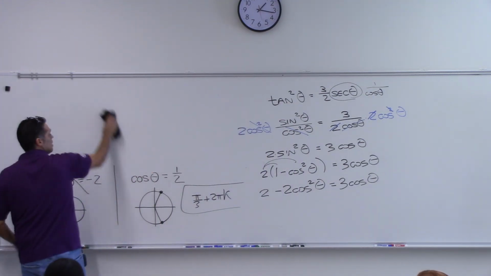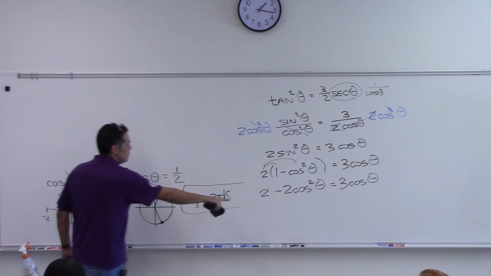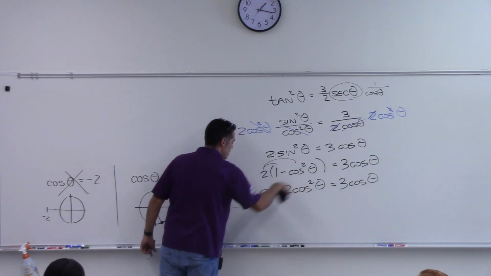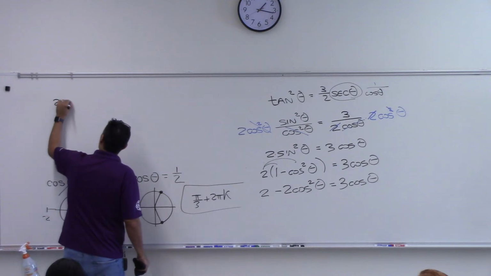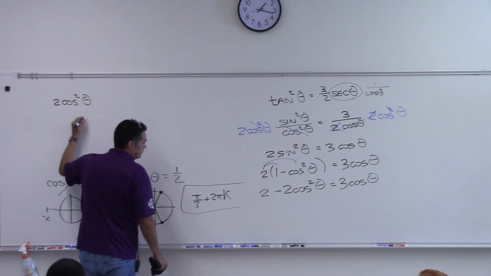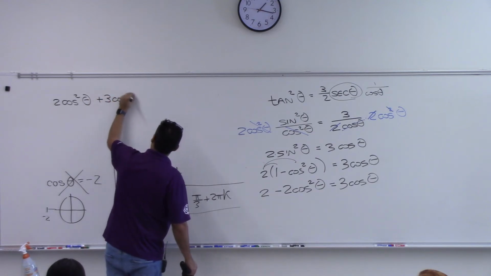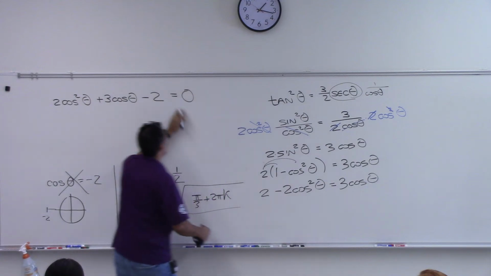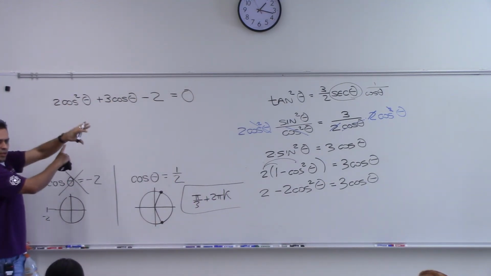Because I'm almost there. I'm going to move everything to the right-hand side, because if I move this to the right, it'll be positive on the right-hand side. So I'm going to move that over there, move this over there. So I should get 2 cosine squared theta plus 3 cosine theta, then minus 2, and then equals 0. It doesn't matter which side the 0 is on. I can put the 0 over here, 0 equals that, or I can switch it.